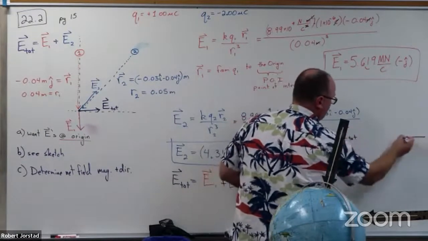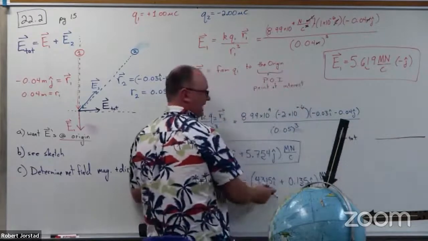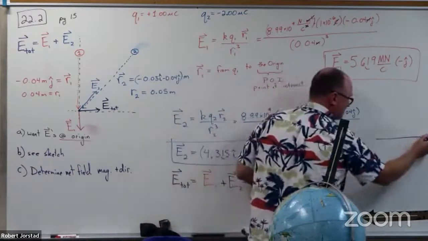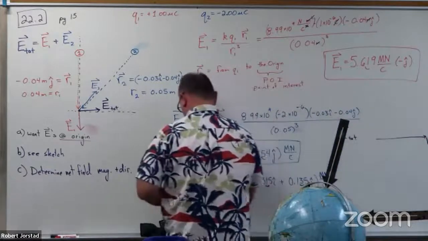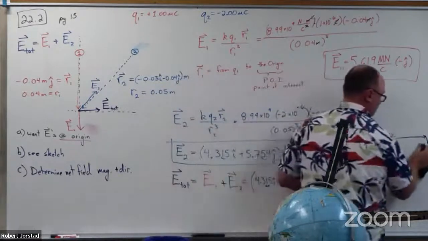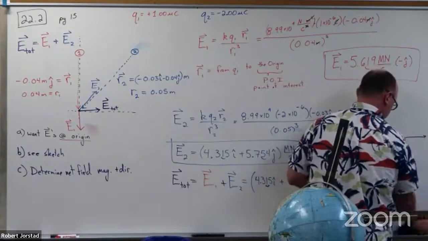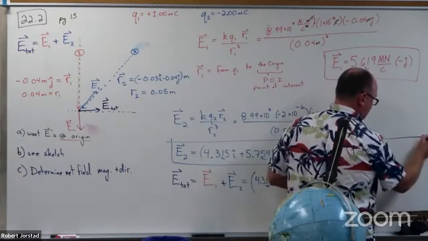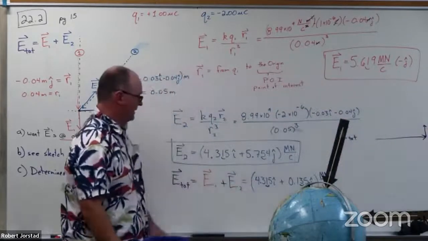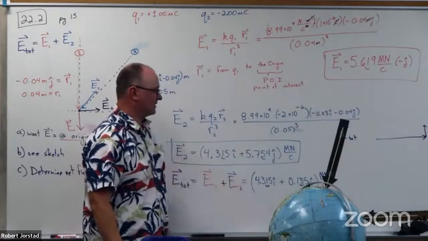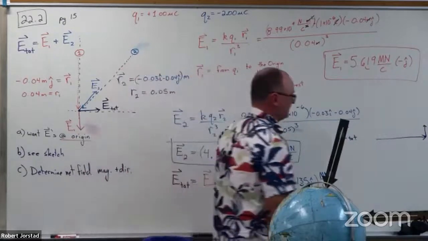It's got a large positive i hat and then a small, whoops, small positive j hat. I was wrong there. It goes a long way this way, a little bit up. That's not to scale, right? It's a lot. It's 43 times longer than it is tall, okay? Approximately.